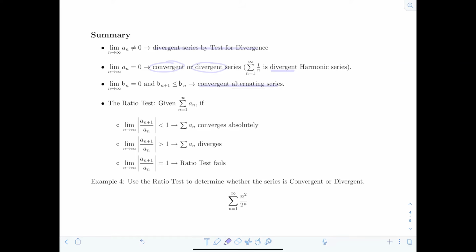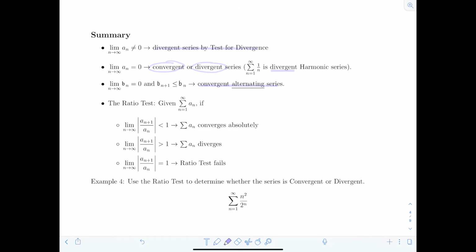All right, now let's add to our bag of tricks the ratio test. So far we've covered the integral test, we have the alternating series test, and then at the very beginning of our study of series, we considered geometric and telescoping series to determine whether a series converges or diverges. And now we have a new test, the ratio test.